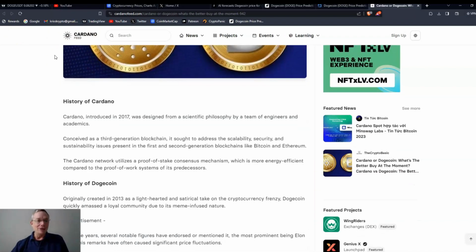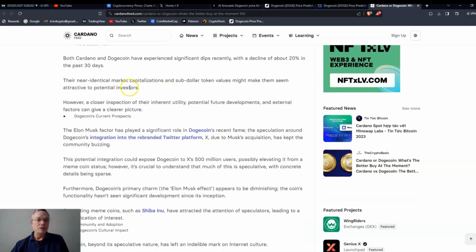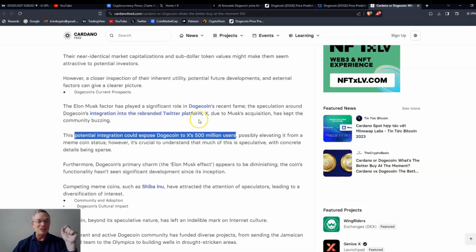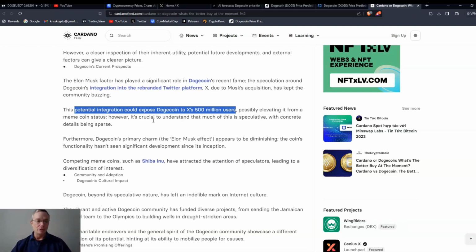But they go through this and they look at a little bit of the history of Doge, what Doge is about, and what sort of moves Doge's price. Pretty much they're looking at the Elon Musk factor. Potential integration could expose Dogecoin to X's 500 million users. That's right. If Dogecoin is integrated into the X Twitter platform, because Elon Musk now owns that, the community has been buzzing about that, and the potential is there. So I think that's what's helping keep Dogecoin's price above 6 cents, this and this alone. A lot of people just aren't selling their Dogecoin.